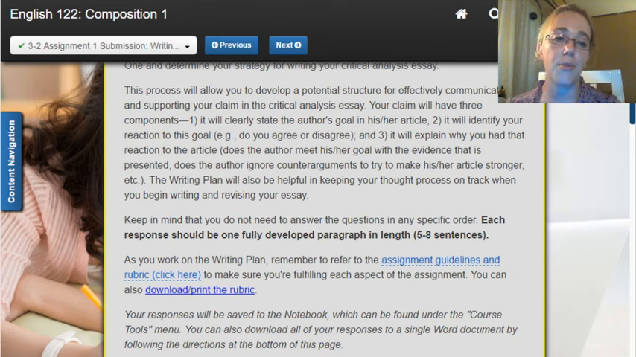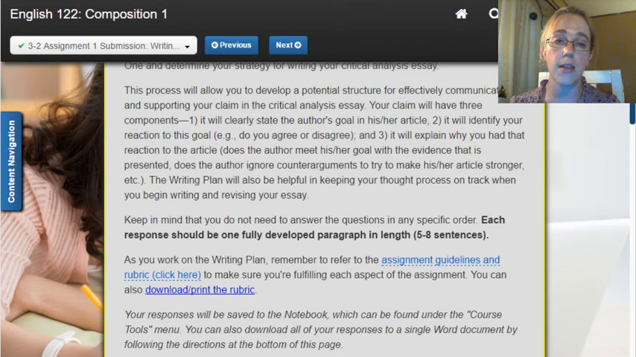And your claim's going to have three components. One, it's going to clearly state your author's goal in that article that they wrote. Two, it's going to identify your reaction to that goal, whether or not you agree or disagree. And then three, it's going to explain why you had that reaction to that essay.